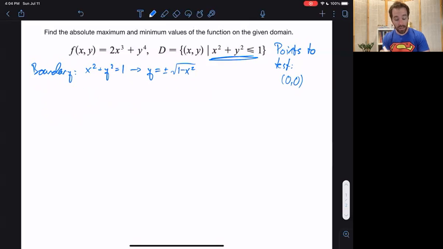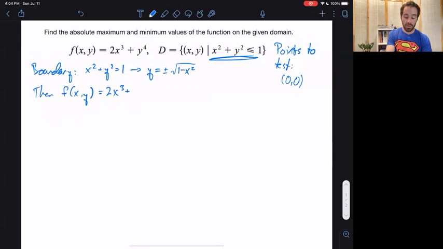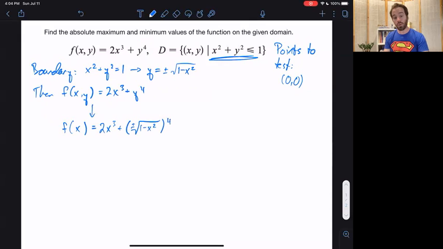The reason we're going to do that is that y to the fourth is easy to sub in now to turn it into a single variable function. So then f of x and y equals 2x cubed plus y to the fourth. Well, yeah, but now we can turn it into purely a function of x: 2x to the third plus or minus the square root of 1 minus x squared to the fourth power. See how this is now a single variable function, and this is true along the boundary.